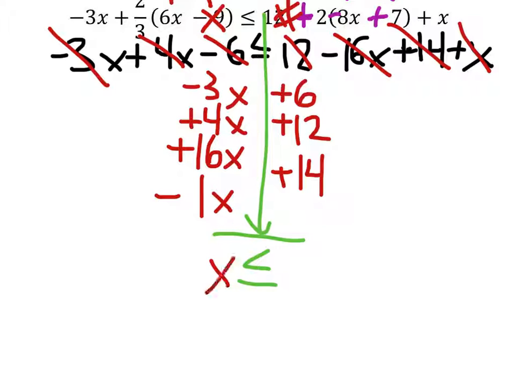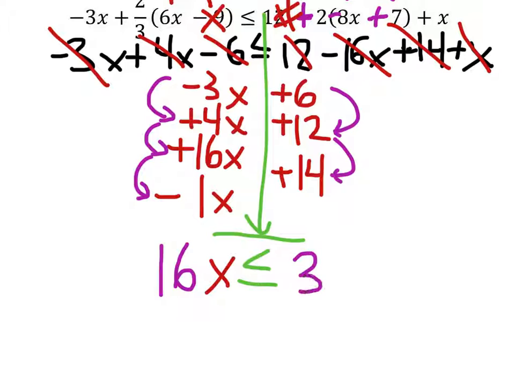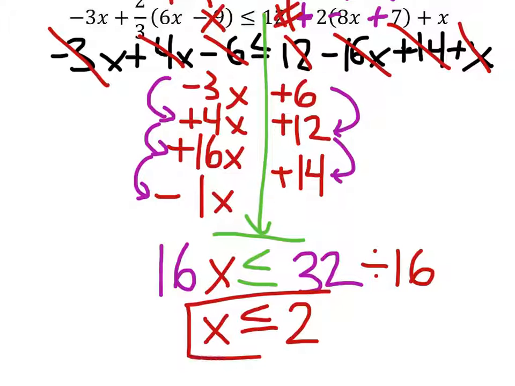Okay, well the x's are on the left, so there's your x. Now we're on step 5, so just add and subtract. So you got negative 3 plus 4 plus 16 minus 1. It's 16x, very good. And over here you've got 6 plus 12 plus 14 is 32. So now we're on step 6, so now just divide by the coefficient, which is 16. Now we do need to pay attention to this. Is the coefficient negative? No, it is not, so the inequality stays the same. 32 divided by 16, 2, done.